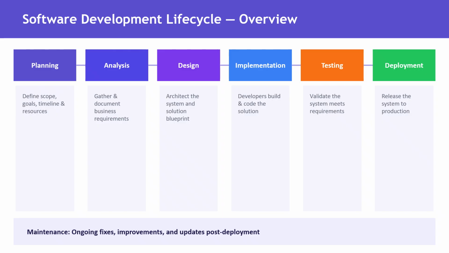Next is implementation, where developers convert design into code. This is where actual development happens. Then comes testing, where a QA team validates whether the system meets requirements, identifies bugs and ensures quality. After that, deployment, the application is released to users. And finally, maintenance. Even after release, work continues. There are bug fixes, enhancements and updates. So SDLC is not a one-time activity, it is a continuous life cycle.